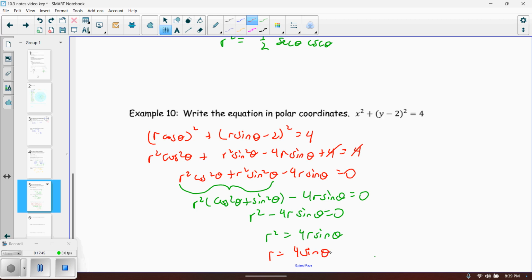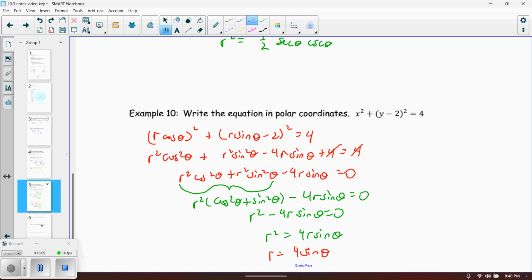And you might ask yourself, well, why am I allowed to divide out an r? Well, in this case, you're not losing a value of r since r is only one value. r can only be one value for this. So it's okay to do that. Unlike solving equations like if you had x squared equals x. If you divide x on both sides, you're potentially losing a value there. It doesn't work that way in polar, so it's okay to do that.